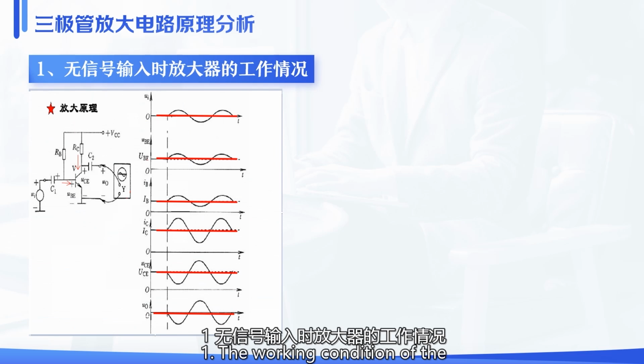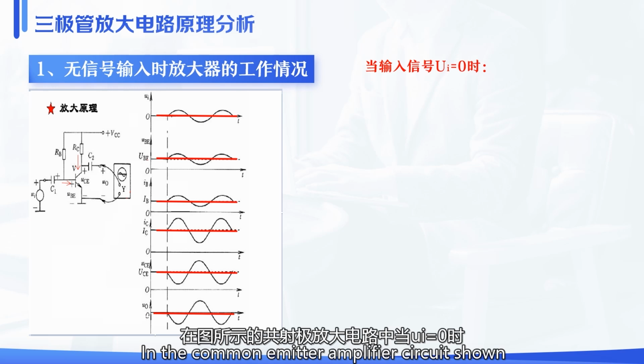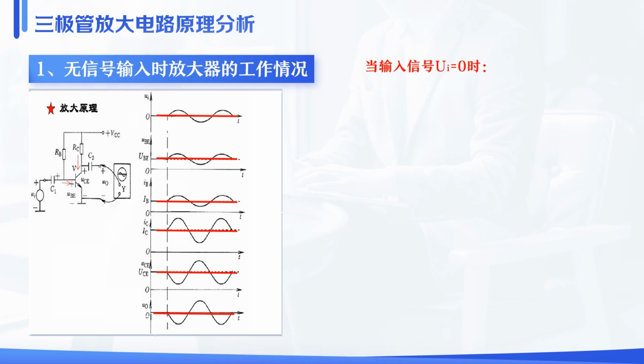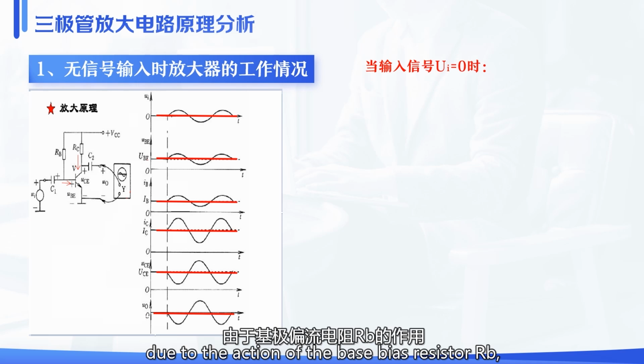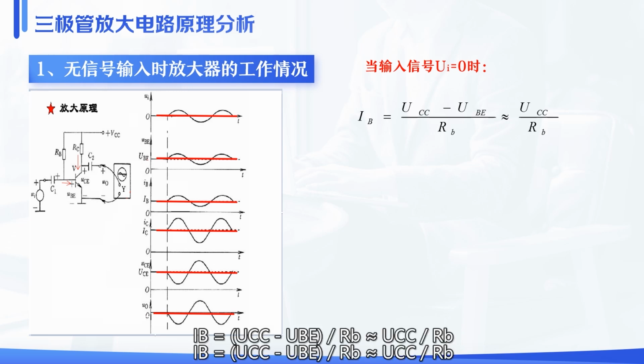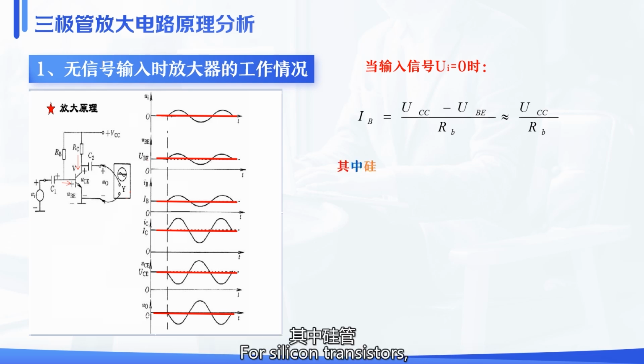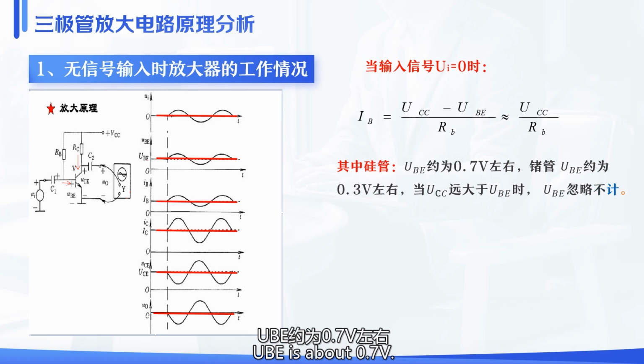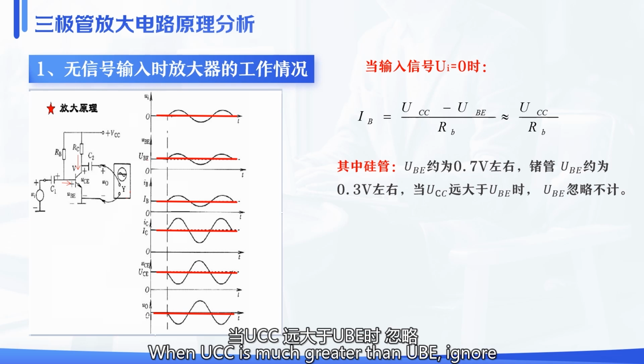1. The working condition of the amplifier without signal input. In the common emitter amplifier circuit shown in the figure, when UI is 0, due to the action of the base bias resistor RB, the base of the transistor has a forward bias current IB. IB equals UCC minus UBE divided by RB, approximately equals UCC divided by RB. For silicon transistors, UBE is about 0.7V; for germanium transistors, UBE is about 0.3V. When UCC is much greater than UBE, ignore UBE.